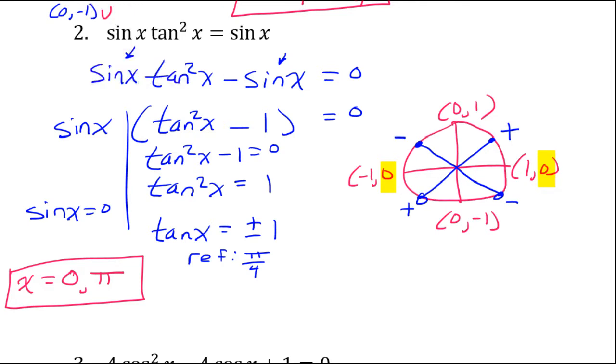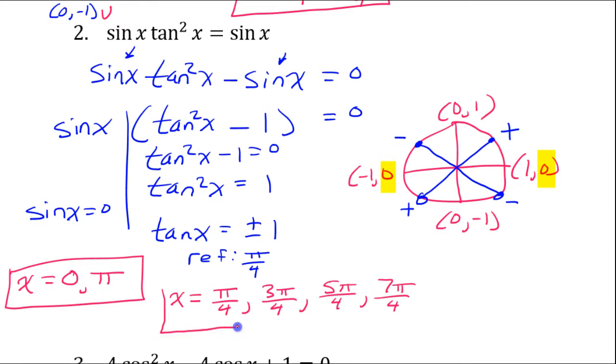So I'm going to add the following four answers to my list of solutions. The first one is simply pi over 4. But this one is 3 pi over 4. This one is 5 pi over 4. And this one is 7 pi over 4. Okay, so we have a total of 6 solutions to this equation.